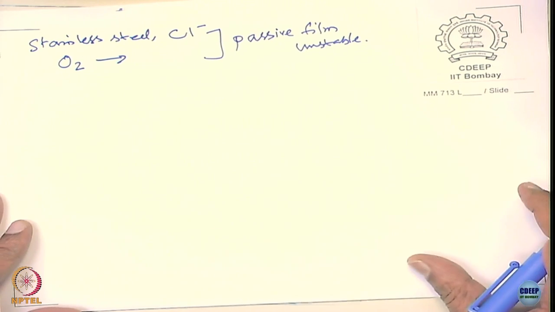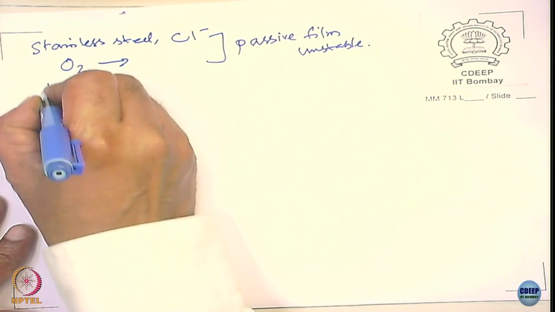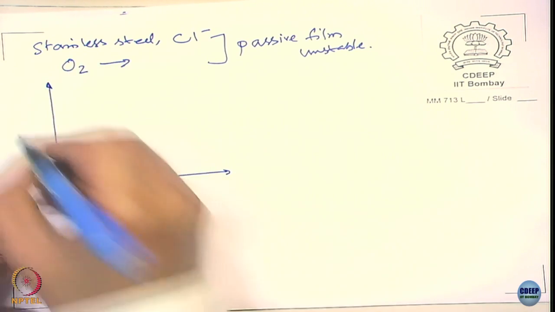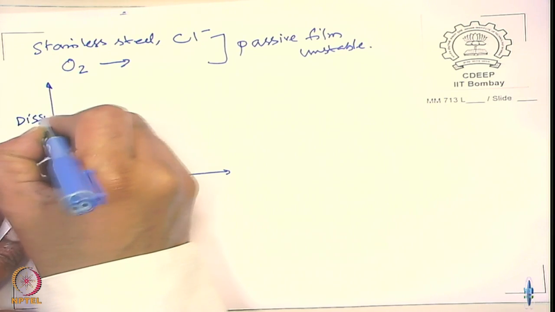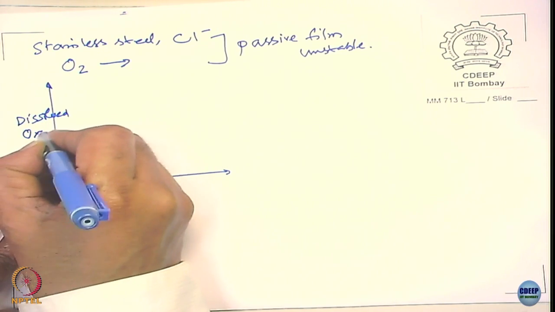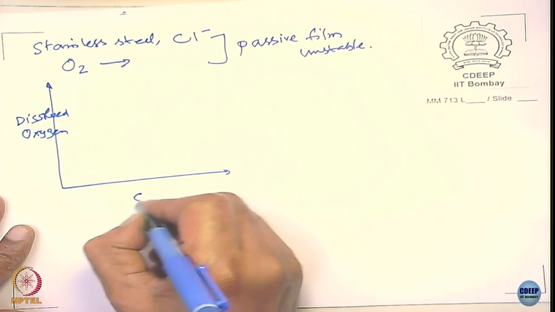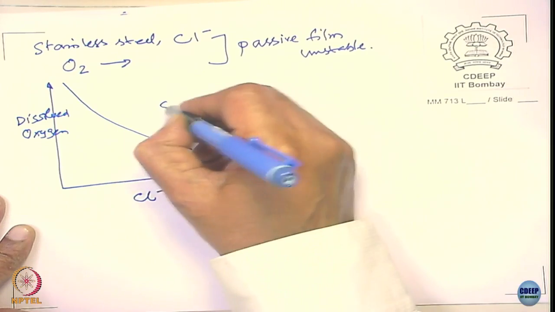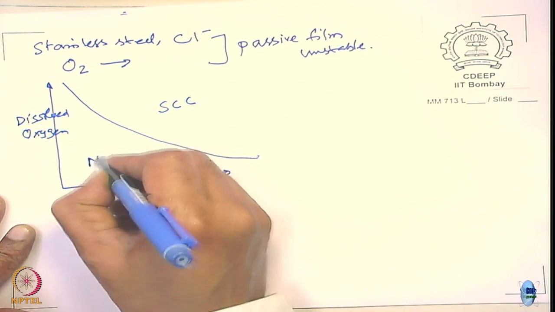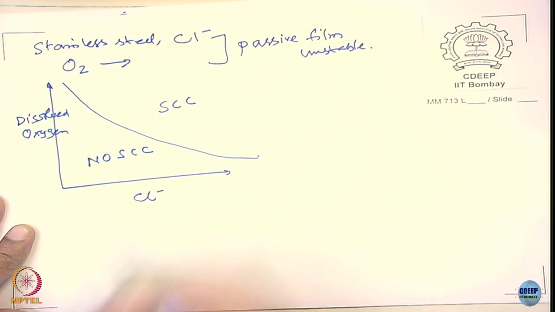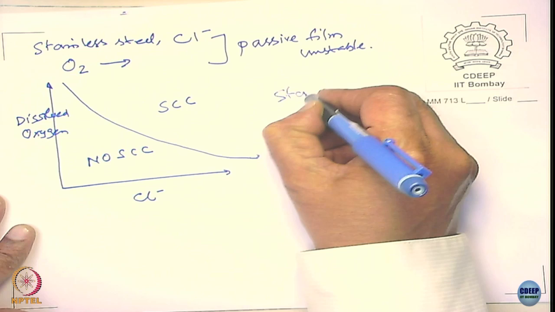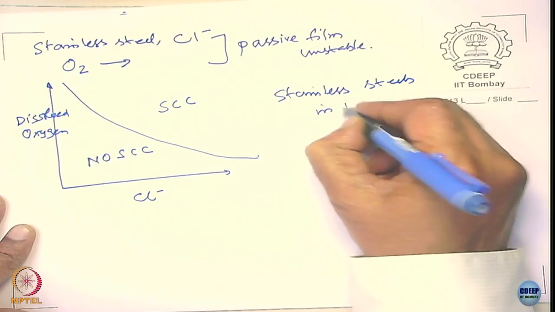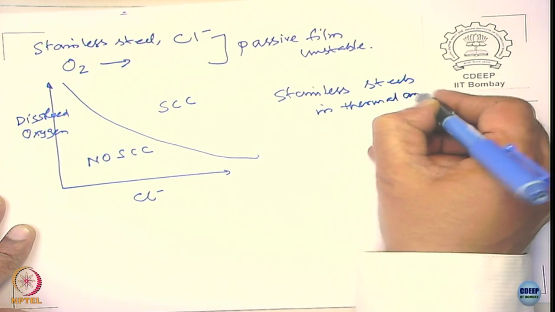If this is the case, they found a very nice relationship between stress corrosion cracking and the oxygen content, they call dissolved oxygen, versus the chloride level. SCC, no SCC. This we are talking about stainless steels, in thermal and in nuclear power plants.